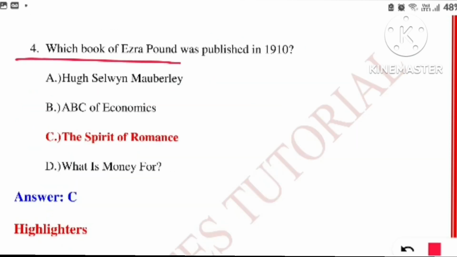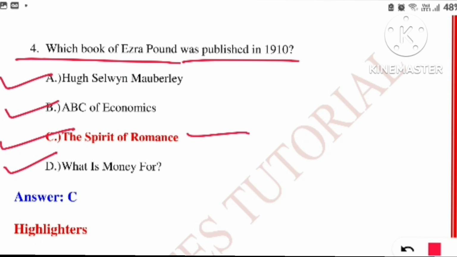Which book of Ezra Pound was published in 1910? Your options are: option A, Hugh Selwyn Mauberley; option B, ABC of Economics; option C, The Spirit of Romance; option D, What Is Money For? So the right answer is option C, The Spirit of Romance. Let's see the highlighters.